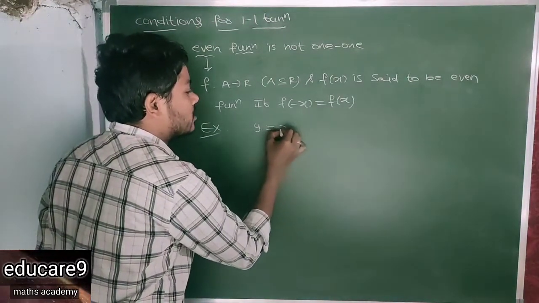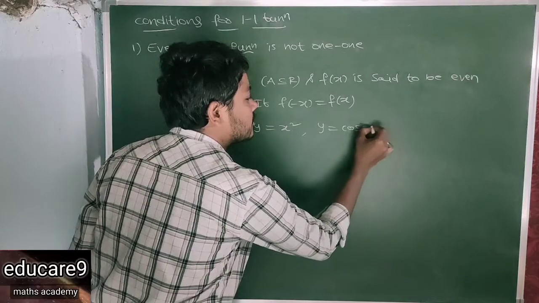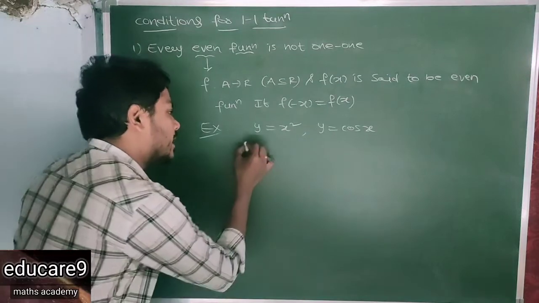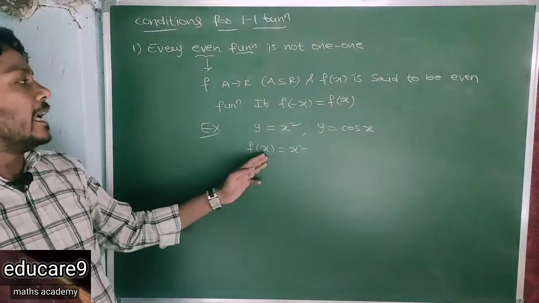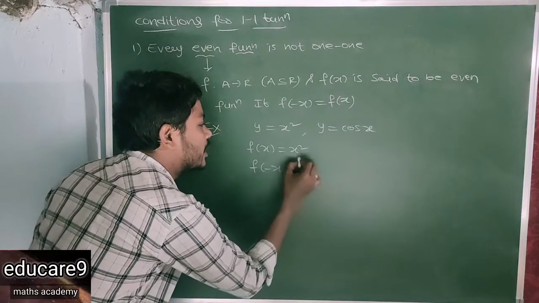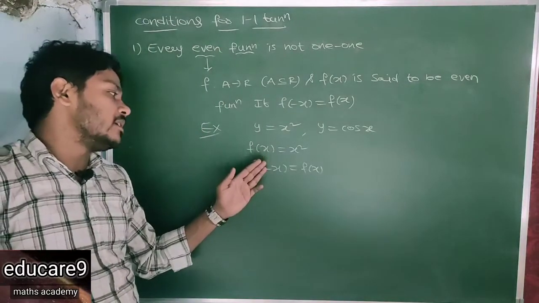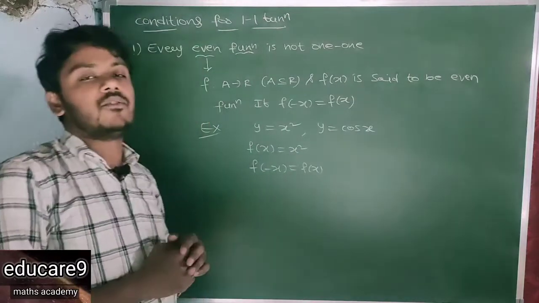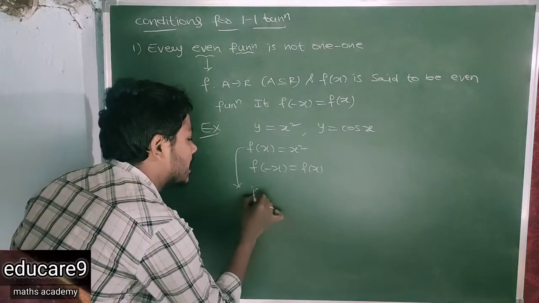y is equal to x square and y is equal to cos x. So see here, y is equal to x square. Let f of x is equal to x square. Now here replace x by minus x. So what do you get? f of minus x is also x square, that is f of x. If you write minus x in place of x, you will get f of minus x is f of x. Then y is equal to x square is an even function.